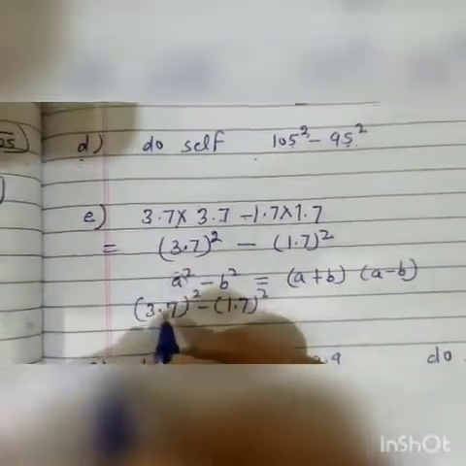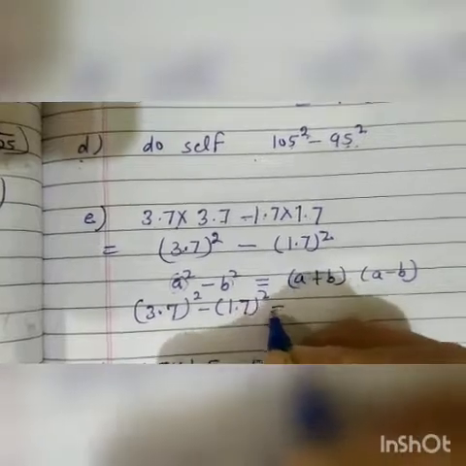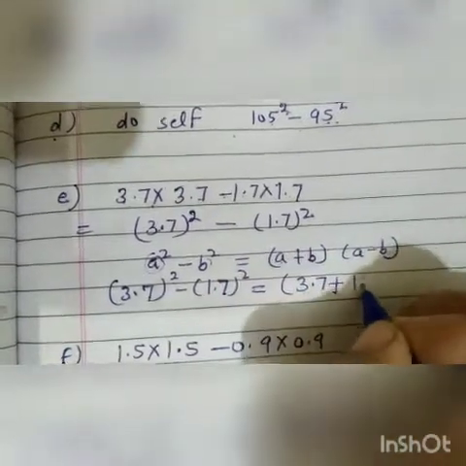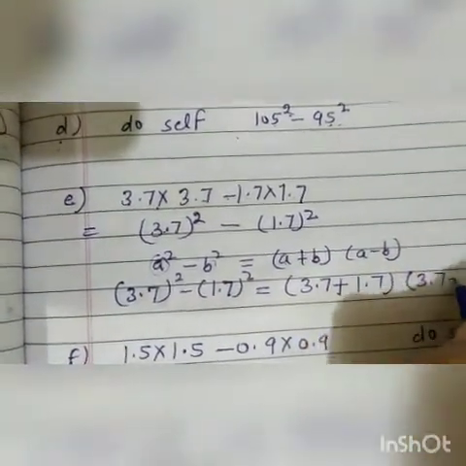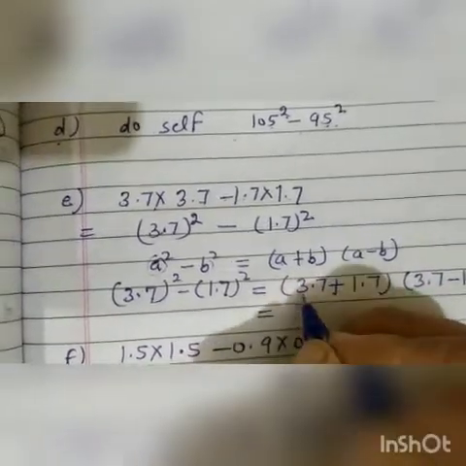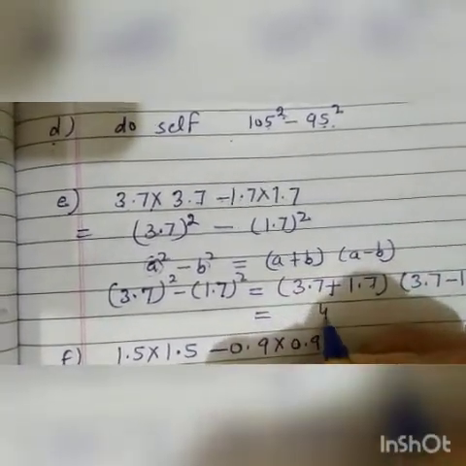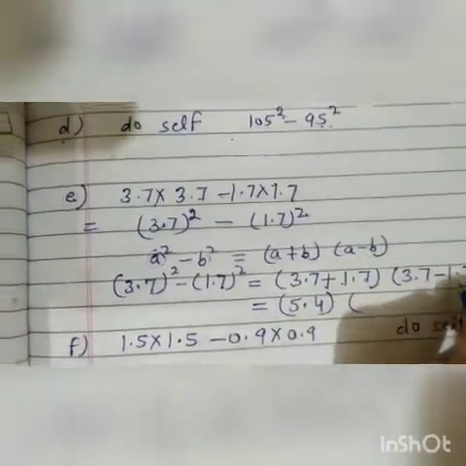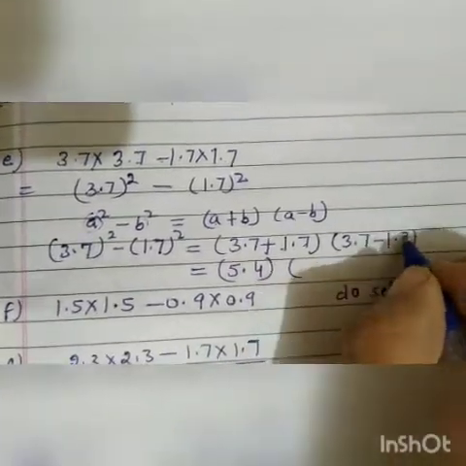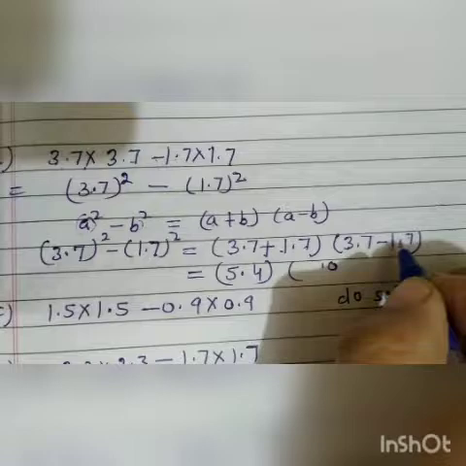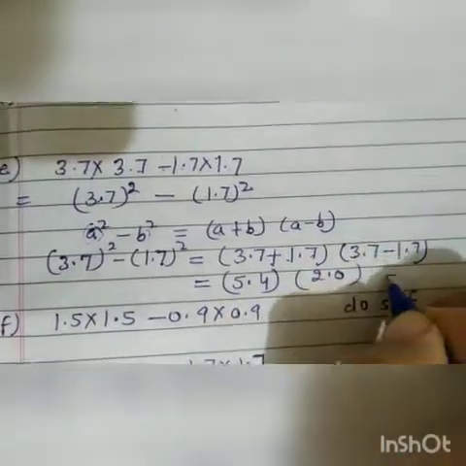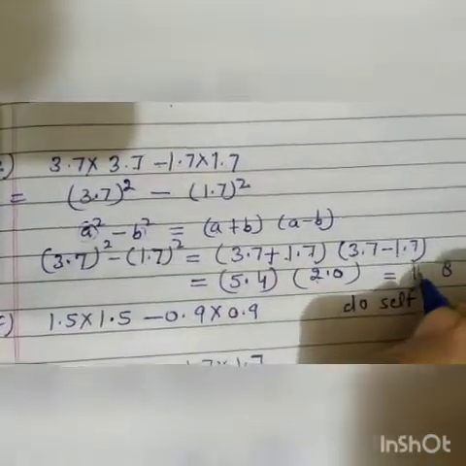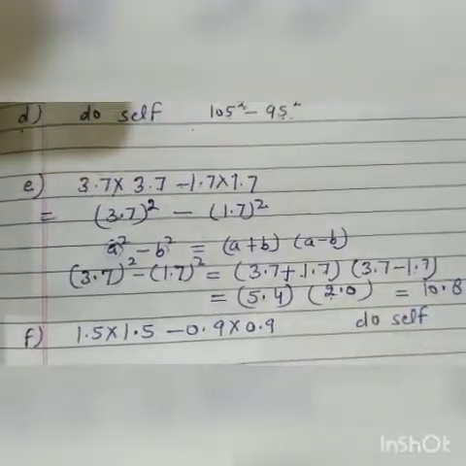Value of a is 3.7 and value of b is 1.7. So in place of a we will write 3.7 plus, in place of b we will write 1.7, and 3.7 minus 1.7. Now add 3.7 and 1.7. 7 and 7 is 14, carry 1, and 1 and 2 is 3 and 3 is 5. So 5.4. Subtract 1.7 from 3.7. We will get 7 minus 7 is 0. Decimal, 3 minus 1 is 2. 2.0 means 2. Now we will multiply this 5.4 by this 2. 2 times 4 is 8 and 2 times 5 is 10. Before one digit there is a decimal.